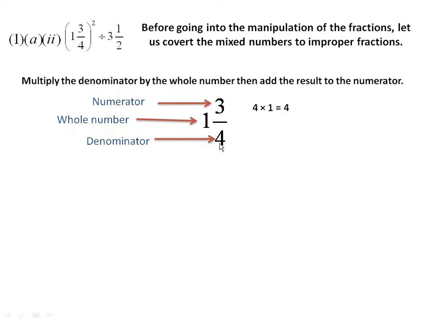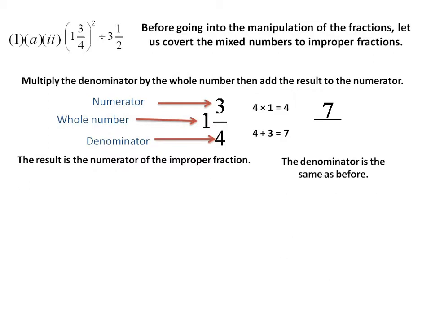So 4 multiplied by 1 is equal to 4. Then we proceed to add the numerator to the result. So 4 plus 3 is equal to 7. So 4 times 1 is 4, plus 3 is equal to 7, and that will be the numerator of the improper fraction. And of course, the denominator is the same as before.